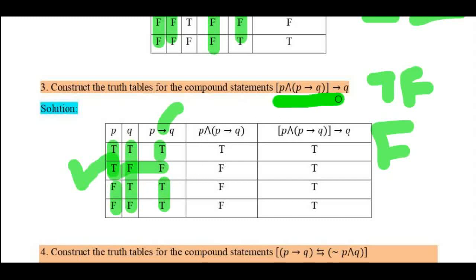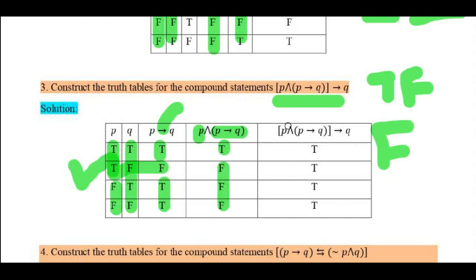Next, I am going to find this LHS value separately. P and P, you consider this the first statement and this the second statement. Using the conjunction connective, what is a conjunction connective? If both statements are true, you get true. The remaining 3 values are false.